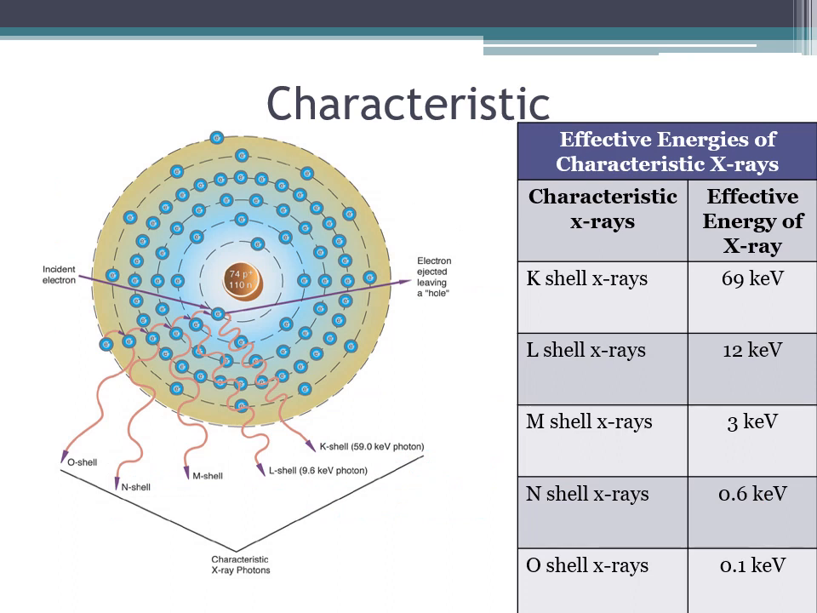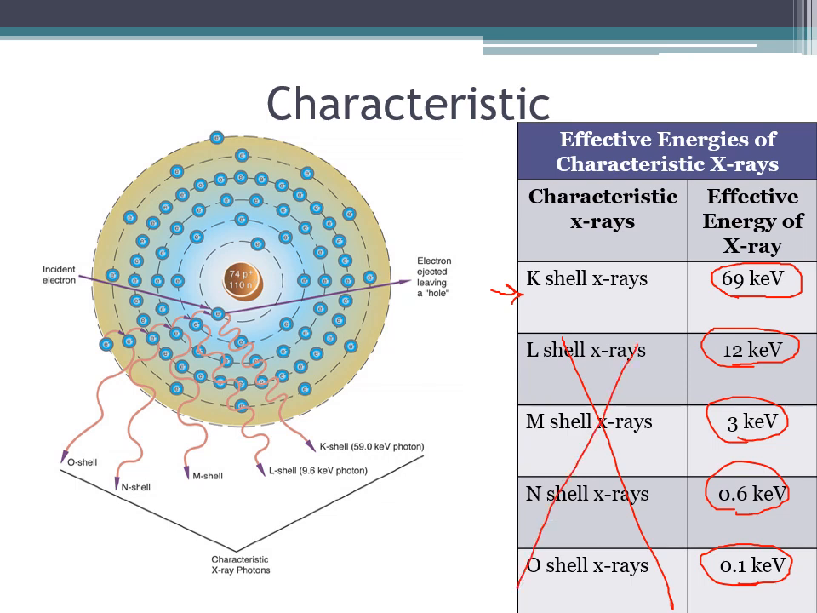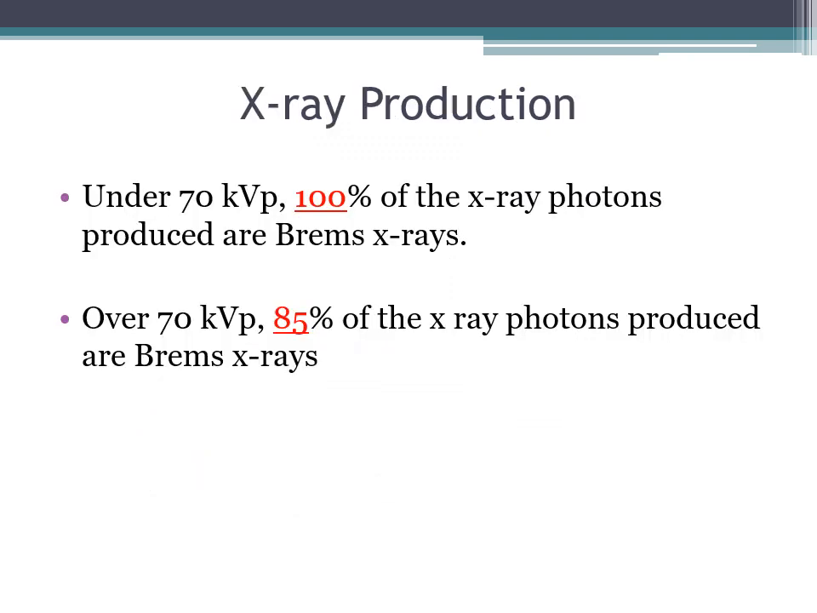So this is an example of showing you the effective energies of the K-shell X-rays, the L-shell X-rays, the M, the N, and the O. The only X-rays that will make it through our filtration are the K-shell X-rays. The others will not make it through. They will be absorbed by the filtration and therefore do not contribute to our image. Under 70 kVp, 100% of the X-ray photons produced are BREMS X-rays. Over 70 kVp, 85% of the X-ray photons produced are BREMS.